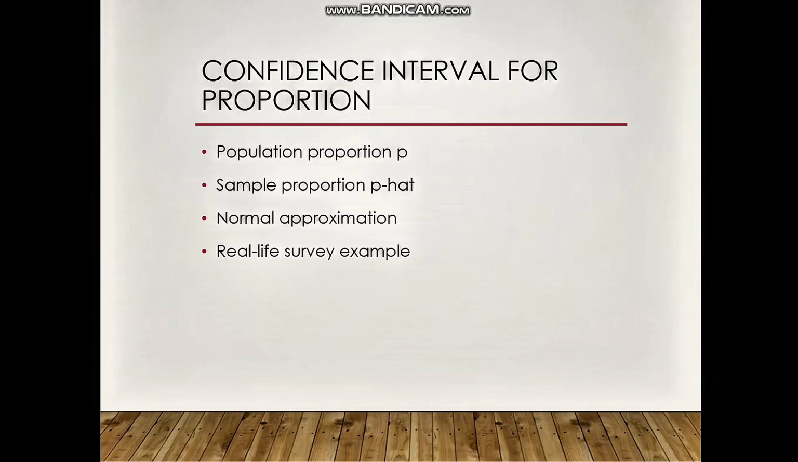Population proportion represents the probability of success. The point estimate for the proportion is called p-hat. We can construct a confidence interval for the proportion using the normal distribution. This method is often used in surveys and opinion polls. For example, a poll estimates the percentage of people who support a candidate.